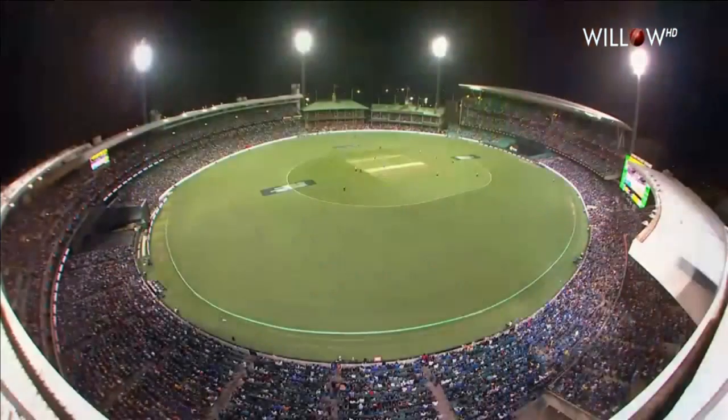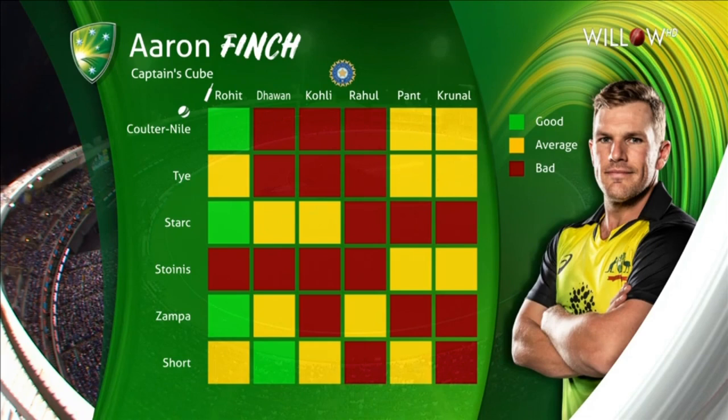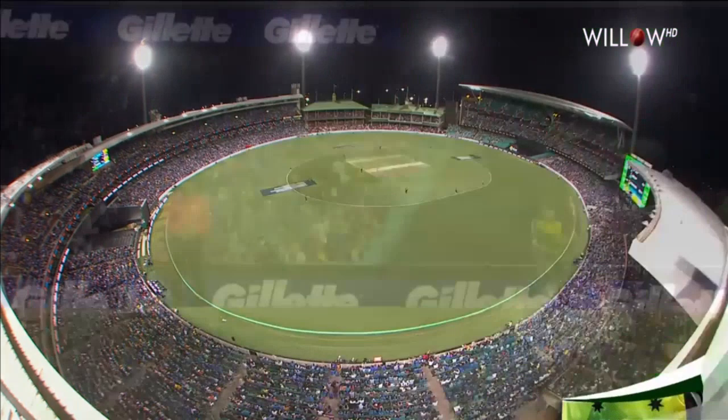Wasn't a bad delivery to see coming your way, anything with a bit of width on it, but Aaron Finch has got the reins. Captain's cube, what's it tell him? Coulter-Nile against Rohit Sharma and similar player types. That's good for Aaron Finch. That's a good matchup. Look, go down to Stark. Again, it's green for the Australian captain when Mitchell Stark matches up against similar player types to Rohit Sharma in T20 cricket. Bit of yellow there for Dhawan and Kohli as well alongside Stark.